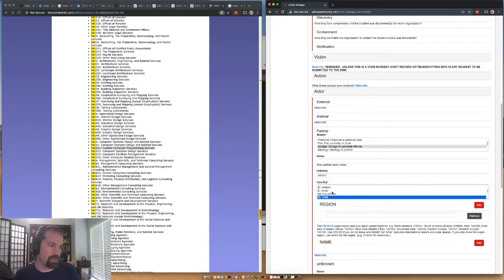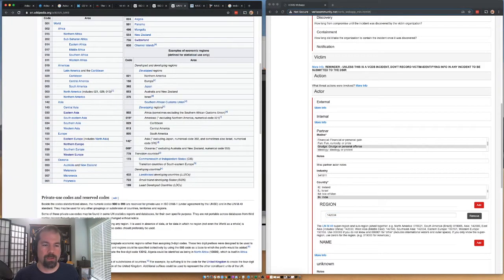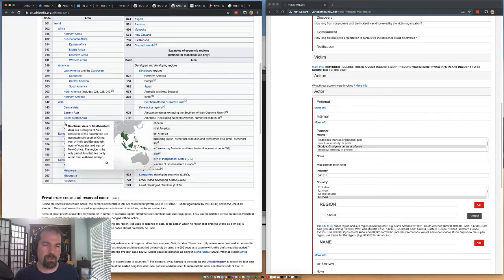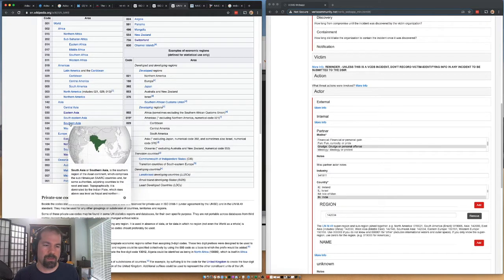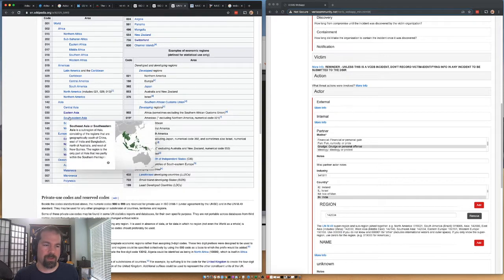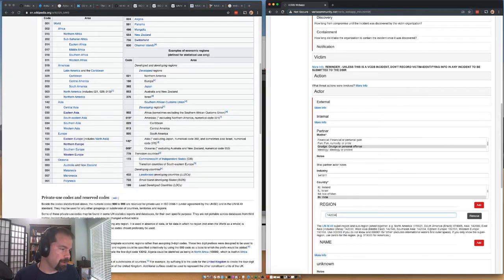Location, I think they said India. Region, India is West Asia, I'm pretty sure. No, it's Southeast Asia, I think. Let's double check that. India is Southeast Asia. No, it's South Asia, apparently. That looks like India. Southeast Asia. Oh, okay. So what's South Asia? Do we have the code? 142 and then 034.